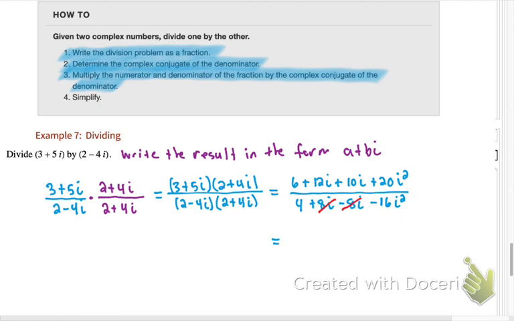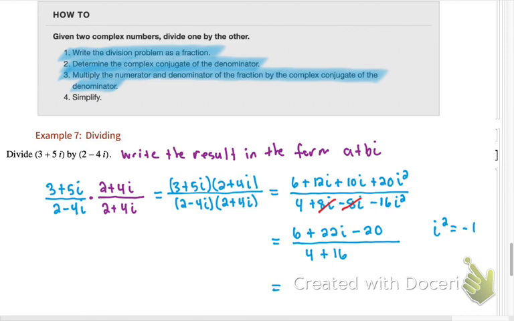And now we're left with, well, in the numerator, we might as well simplify that a little bit. We're going to leave 6 in the front. 12i and 10i are going to add to 22i. And remember, i squared is negative 1, times 20 would give me a minus 20. Now in the bottom, we're left with 4 minus 16i squared. Now, i squared is negative 1, times negative 16 changes negative 16i squared to a positive 16.